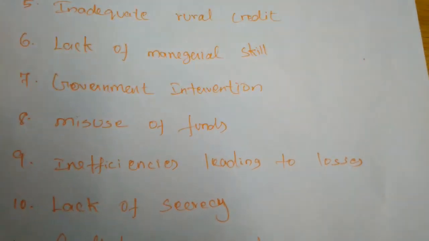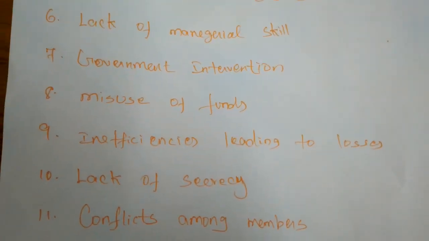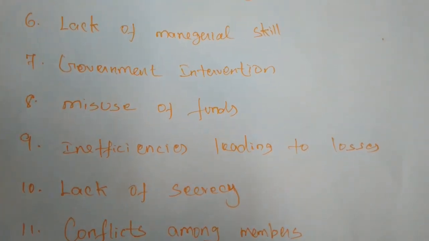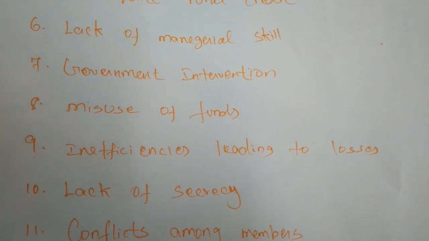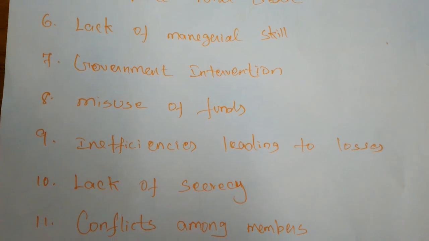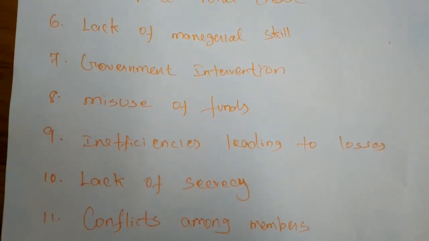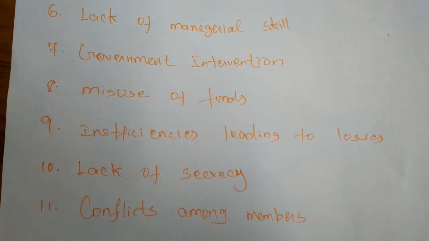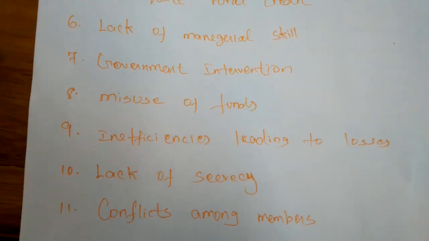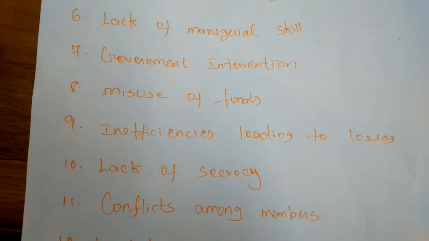Next, government intervention. Cooperative societies are subject to excessive government regulations which affect their autonomy and flexibility. Normally when cooperative organizations depend on the government, the government intervention will always be greater. So the autonomy and flexibility will also be affected. Adhering to various regulations takes up much of the management time and effort.